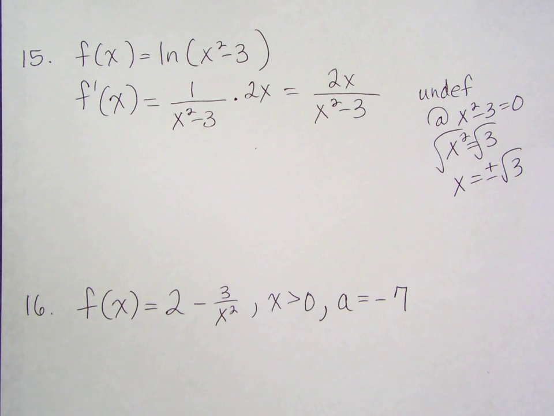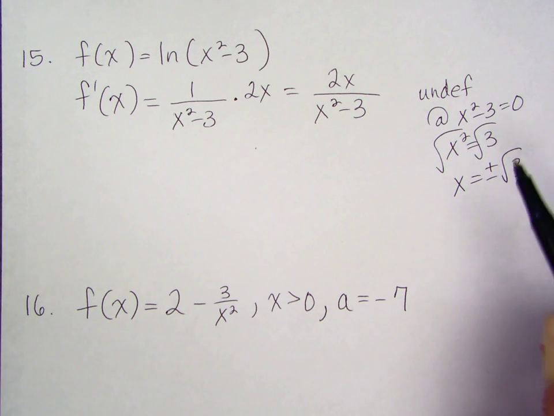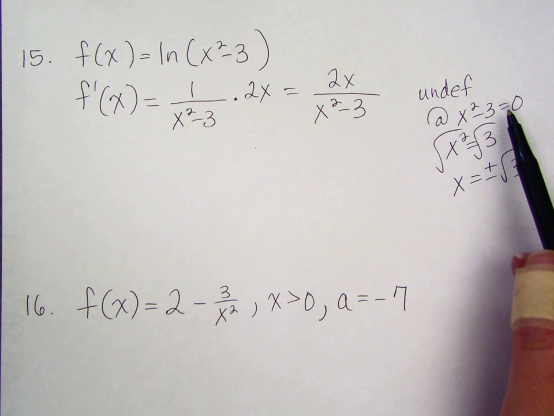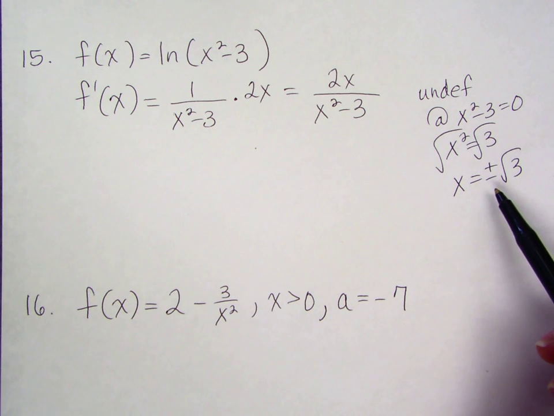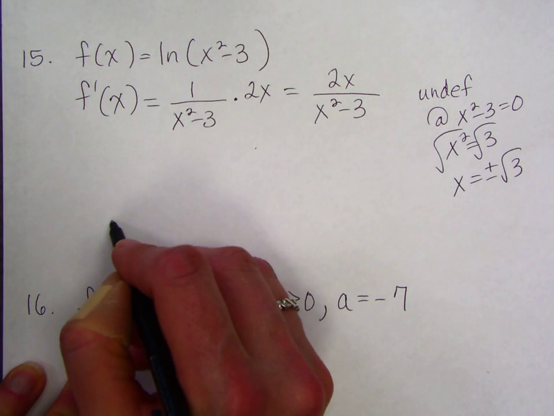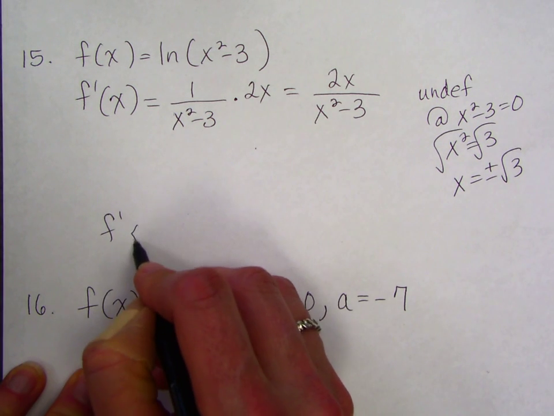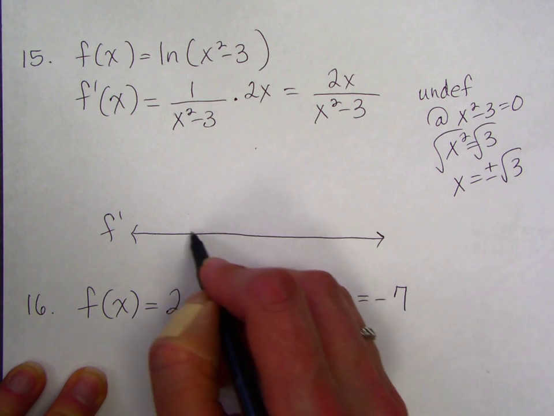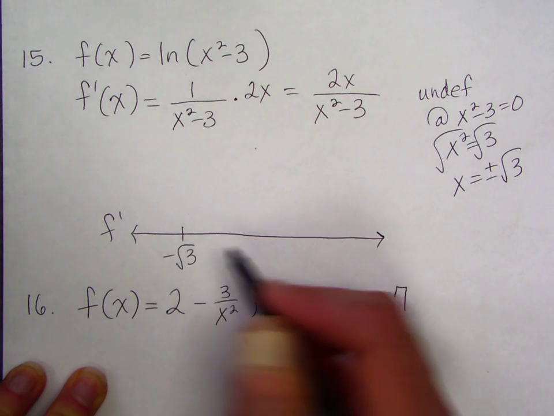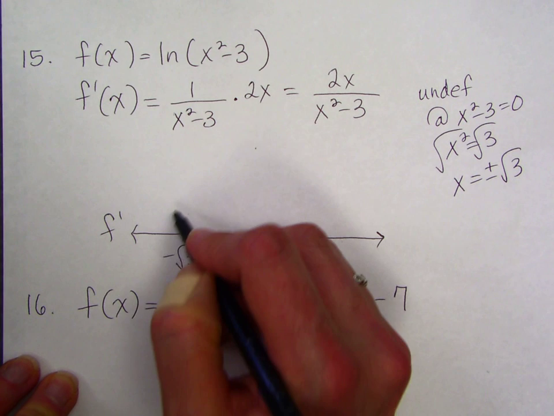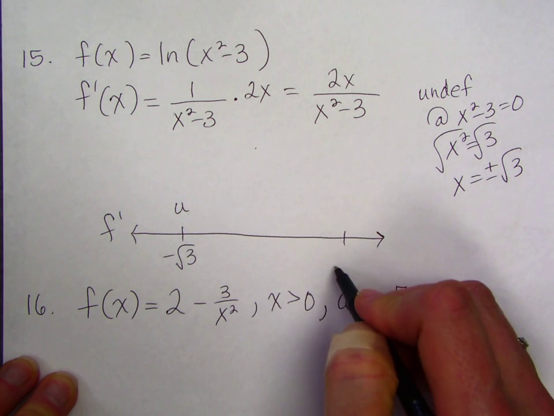So functions can't be 0 on the bottom. You can't divide by 0. So this function is going to be undefined at, I just set the denominator equal to 0 and did a quick solve. Some of you probably did that in your head. So it's going to be undefined at negative the square root of 3, or about negative 1.73. It's going to be undefined. And at positive the square root of 3.